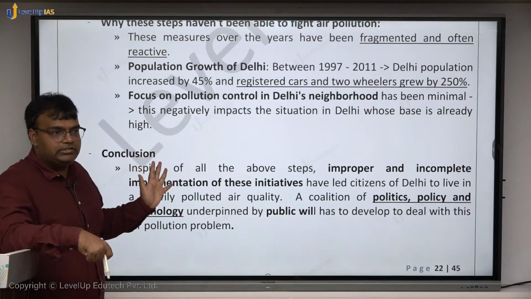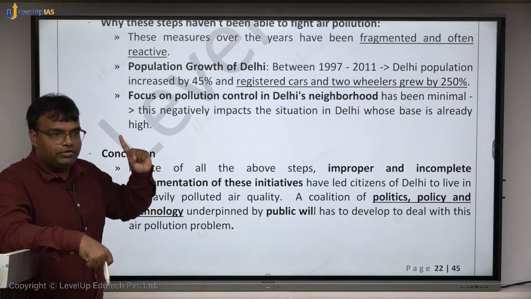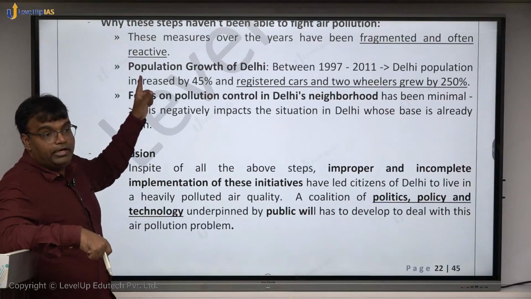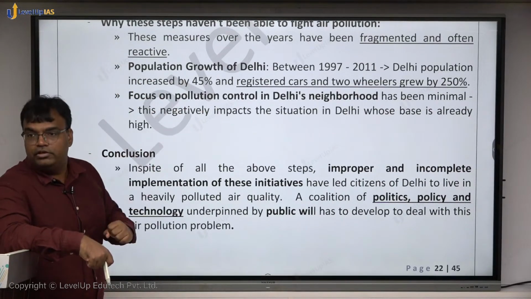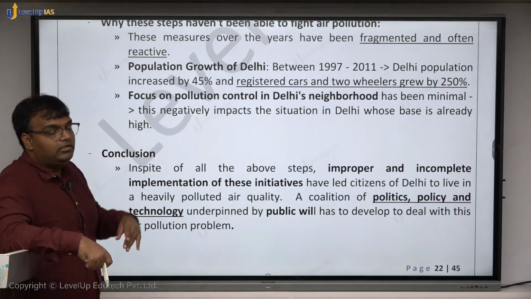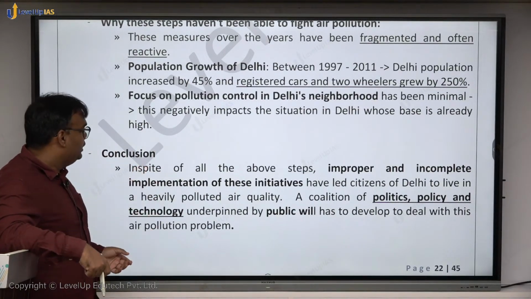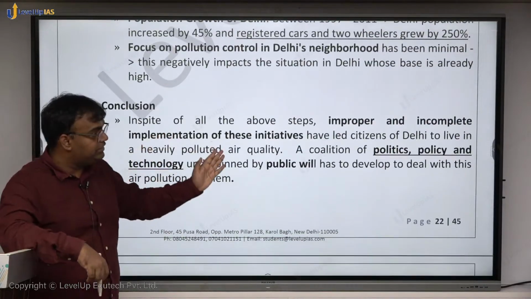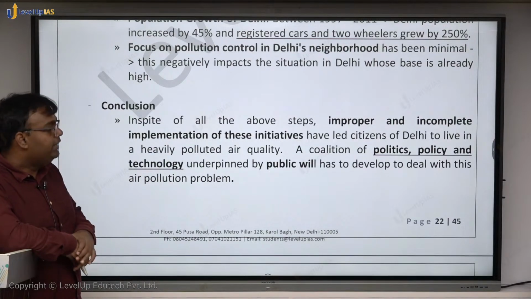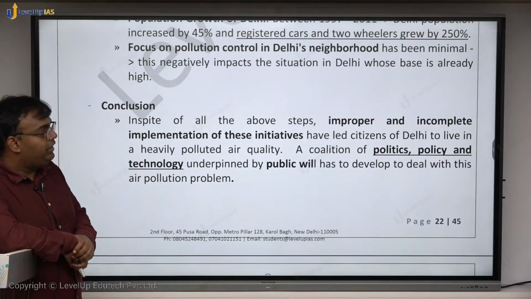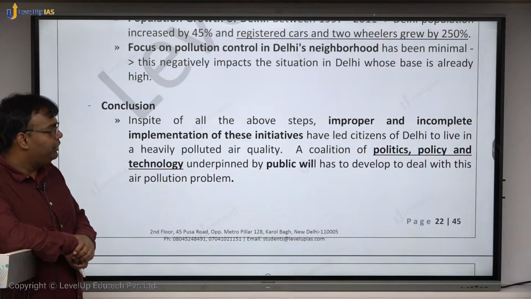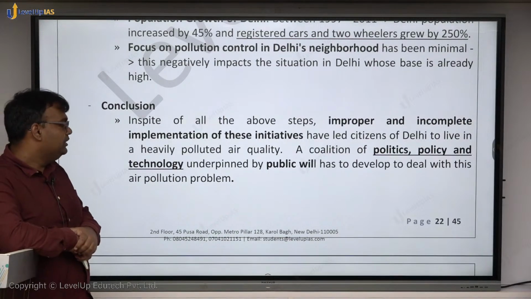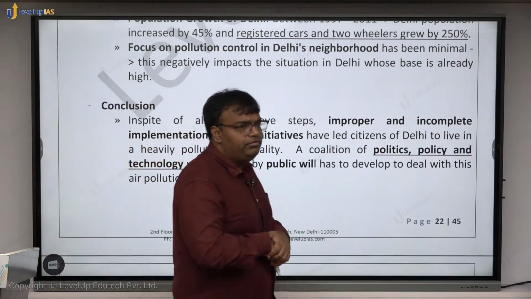For some of these reasons, in spite of all the efforts, they were reactive in nature. The efforts did not keep in mind the increasing population, increasing vehicular pollution here, and focus on Delhi's neighborhood was pretty less. So in spite of all these steps, improper and incomplete implementation of these initiatives have led citizens of Delhi to live in a heavily polluted air quality. So यहाँ पे a coalition of politics, policy, technology underpinned by public will has to be developed to deal with this air pollution problem. You may ask कि sir, where is the way forward?